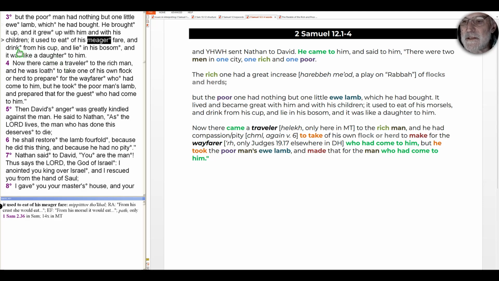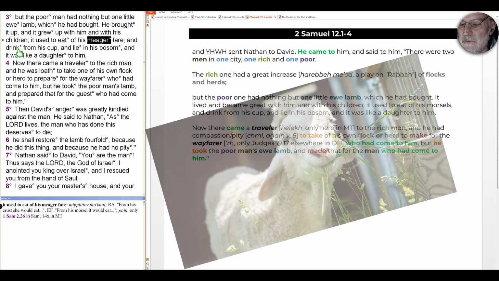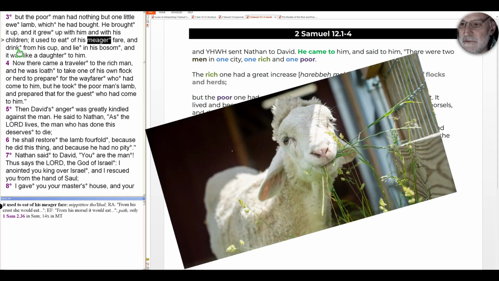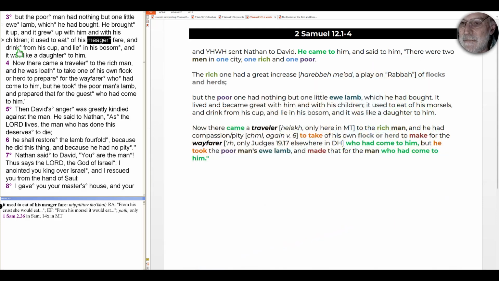Now, it's one thing to see a ewe lamb eating his fare. A ewe lamb could eat a piece of bread, I suppose, although lambs tend to eat grass, don't they? But I suppose he could eat that. But drinking from his cup, no. Now the story is getting very strange.